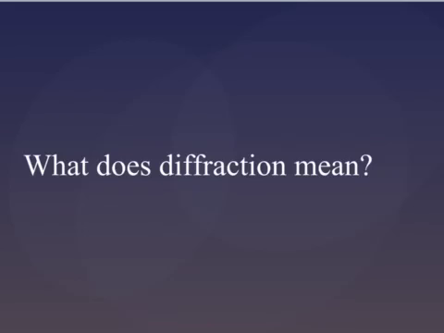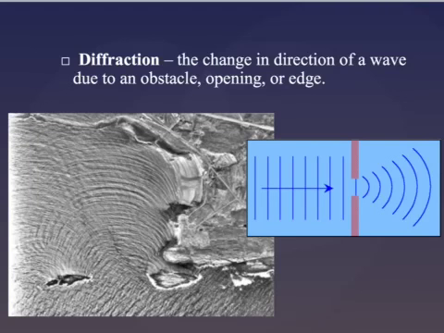So what is diffraction? What does diffraction mean? Okay. Well, diffraction is the change in direction of a wave due to an obstacle, opening, or edge. So if we took some waves and just sent them through, and remember, these lines represent wave fronts, or the peaks of a wave. So I could draw little tiny waves here. It's not perfect, but you get the idea.